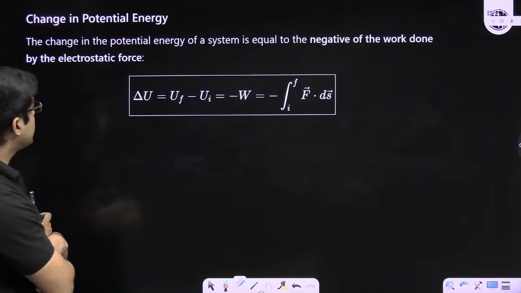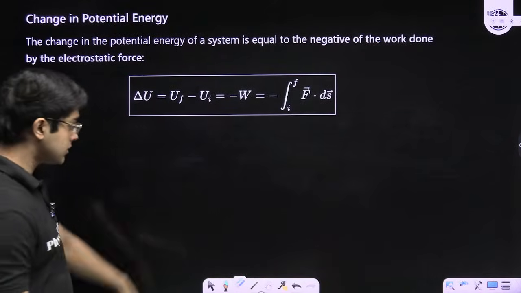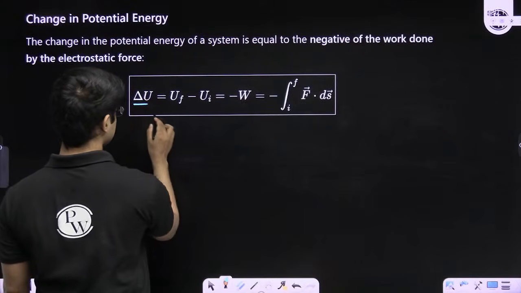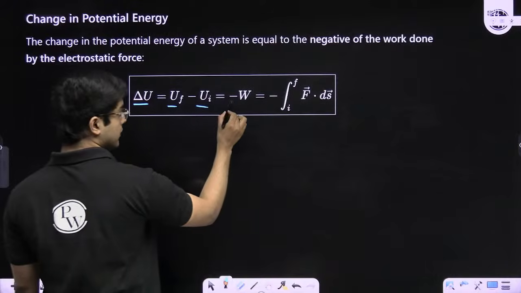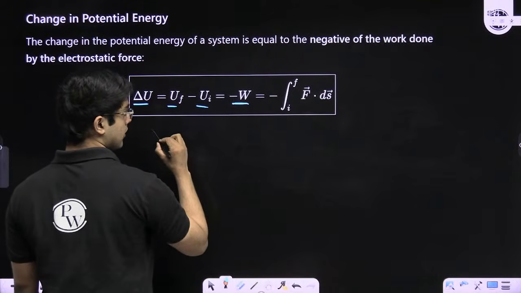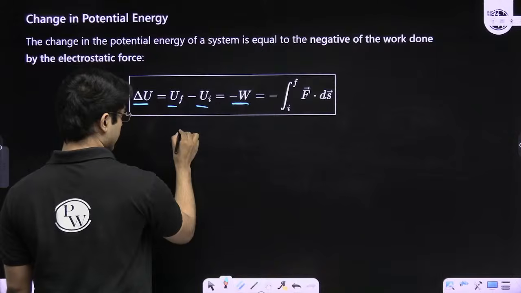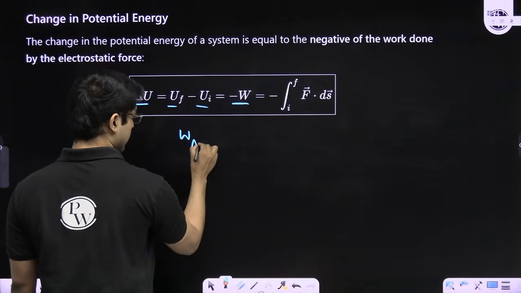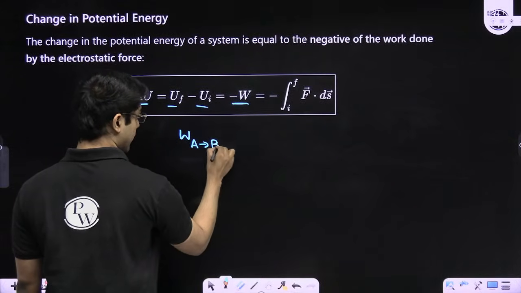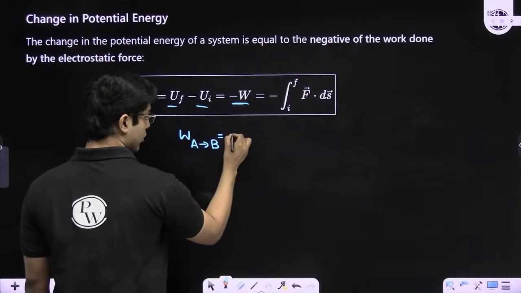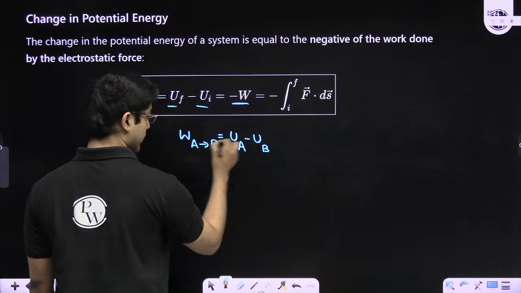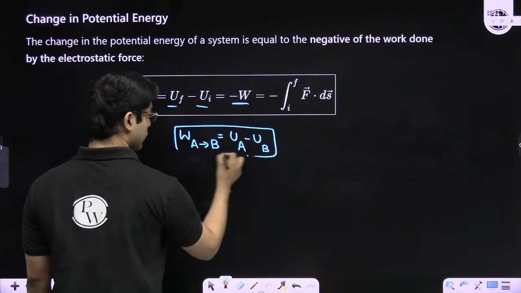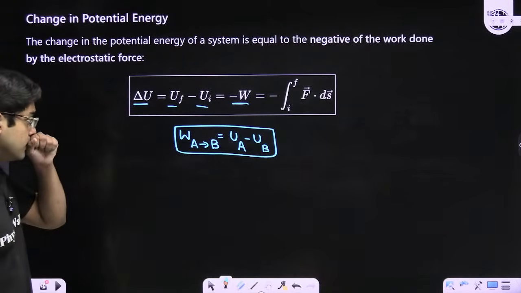So this formula we discussed, delta U always means U final minus U initial, and this is equal to negative work done by conservative force. Or you can remember it like this: work done by conservative force from A to B is equal to UA minus UB. We are going to use this, after that it will be clear. So we can remember it like this.